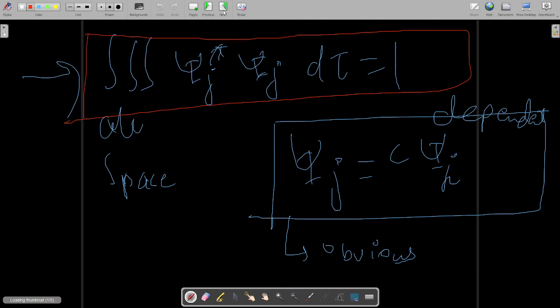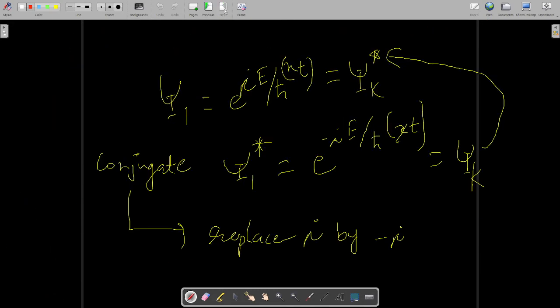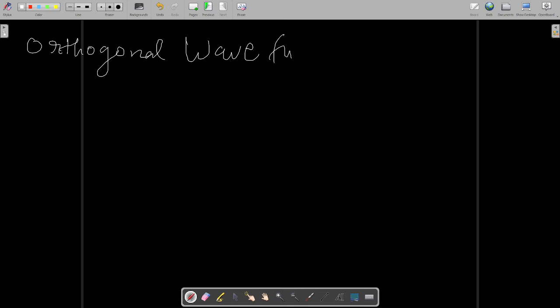So hopefully you got everything up to here. Now let's move on to our next topic, which is orthogonal wave functions. Let's write over here: orthogonal wave functions.